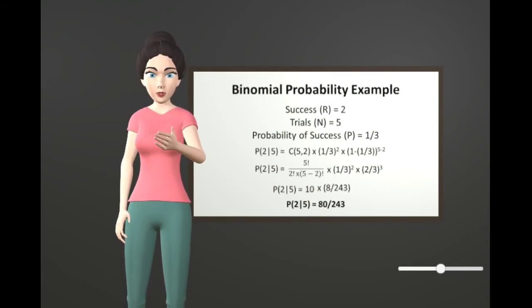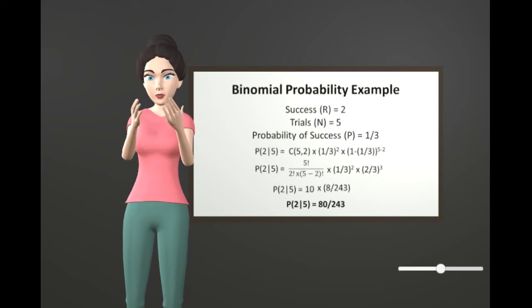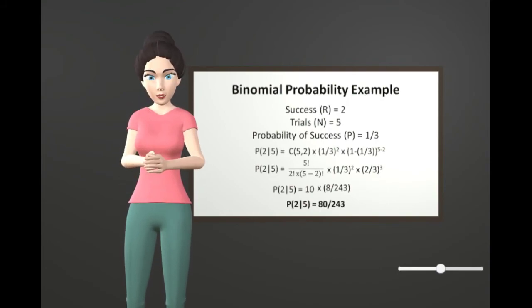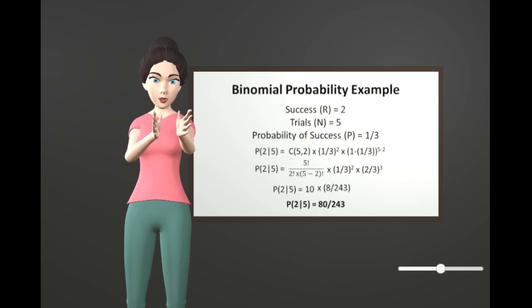This means you have about a 1/3 chance of rolling a die 5 times and getting 5 or 6 to come up exactly 2 times. Now you know how to determine the probability of r successes out of n trials when the probability of success is p.